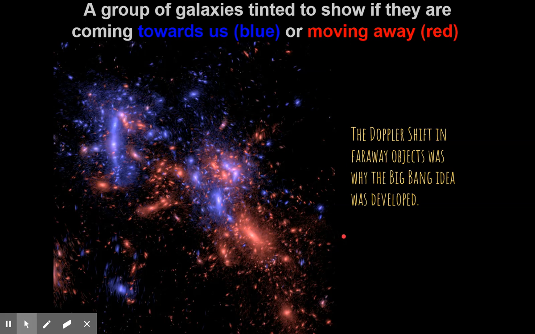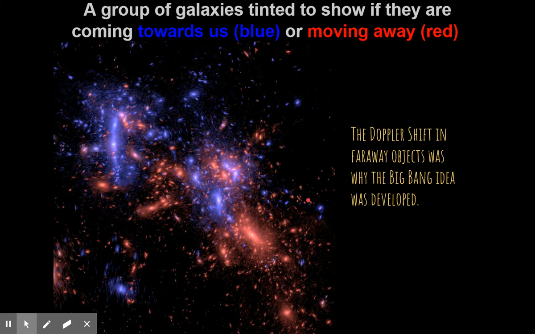This is from a research paper. So this is not from a movie or anything. This is from a research paper. A group of galaxies. Each of these little smeary things is not a star; each one is a galaxy. And what the researcher has done is they have tinted them to show if they are coming towards us or moving away. The blue ones are coming towards us. The red ones are moving away. And they're different sizes and they're in different locations in space.